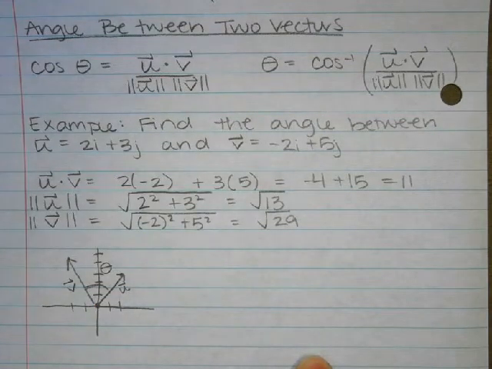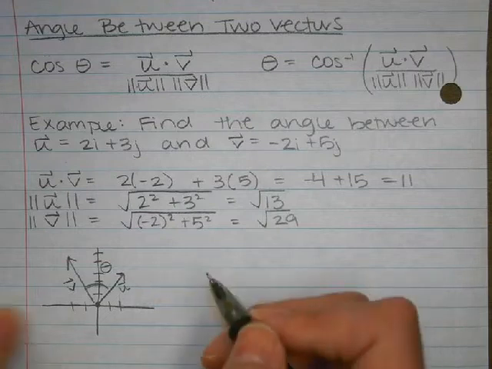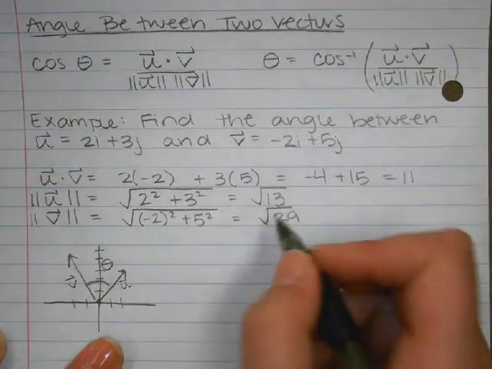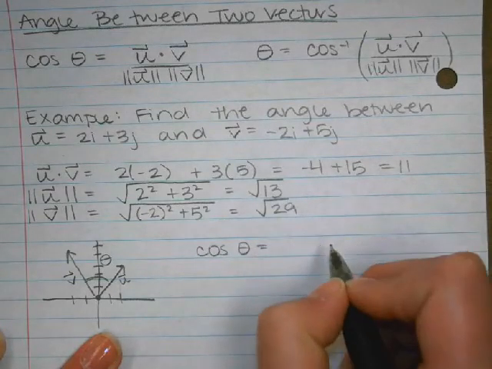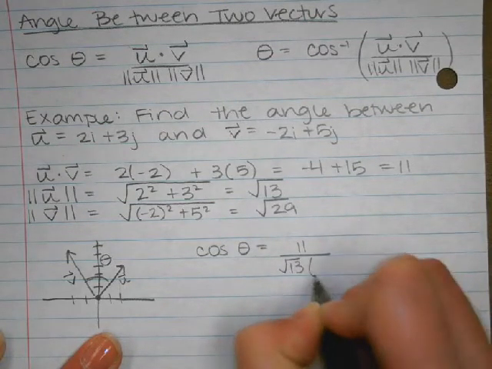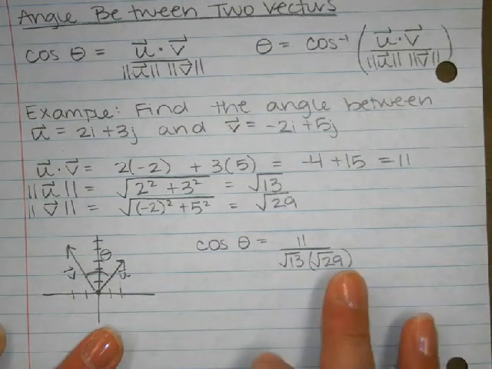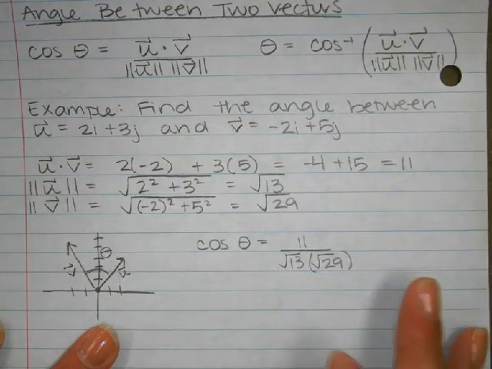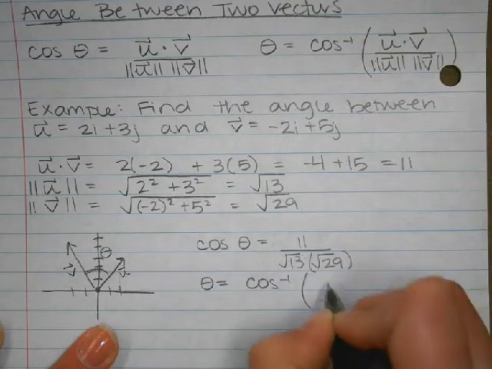All right, so we should have a pretty good guess already as to what that angle could be. It's definitely less than 90 degrees. My drawing is not super accurate, so it may not be a great guesstimator, but we'll be somewhere around there. So we're going to say cos theta is u dot v, so 11, over the magnitude of u, root 13, times the magnitude of v, root 29. And we don't need to simplify this at all because this is typically not the final answer, it's just the work to get to the final answer.